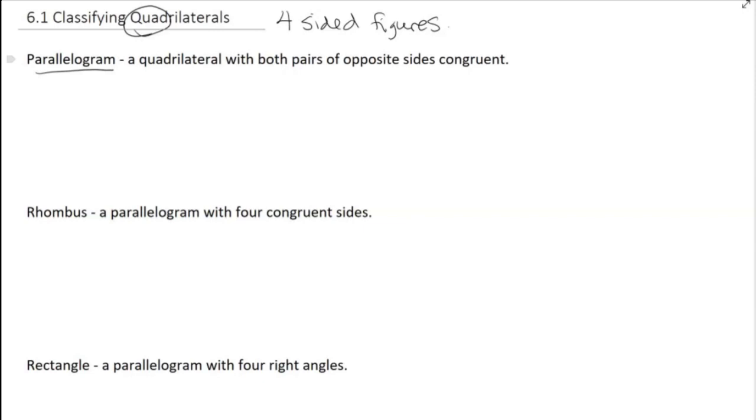The first being a parallelogram. So a parallelogram is a quadrilateral with both pairs of opposite sides parallel. So if you want to draw yourself a little picture here, then you can mark opposite sides parallel. Now notice we're going to start making a distinction with our dashes even for parallel lines. So a single dash is going to go with a single dash and a double with a double.